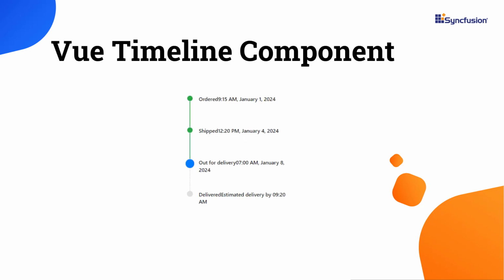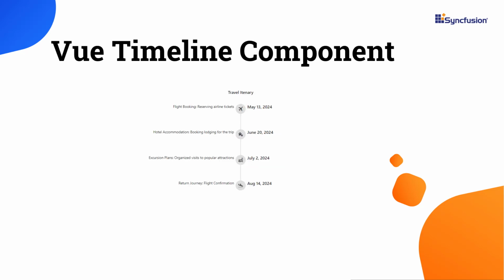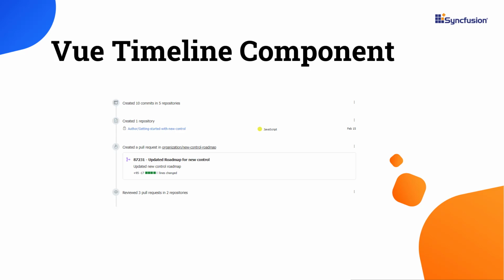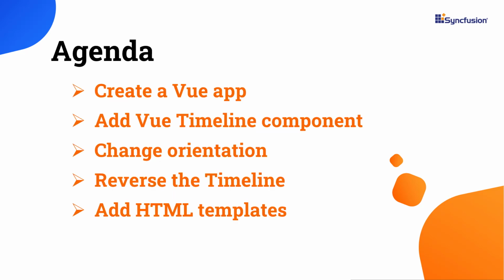Using the Syncfusion Vue Timeline component, you can display data chronologically, providing a visually engaging and user-friendly experience. You can easily track progress, showcase activities, and depict historical events. In this video, I will show you how to create a Vue project and add the Syncfusion Timeline component to it. Additionally, I will explain how to align and disable the items, change the orientation, and reverse the timeline.